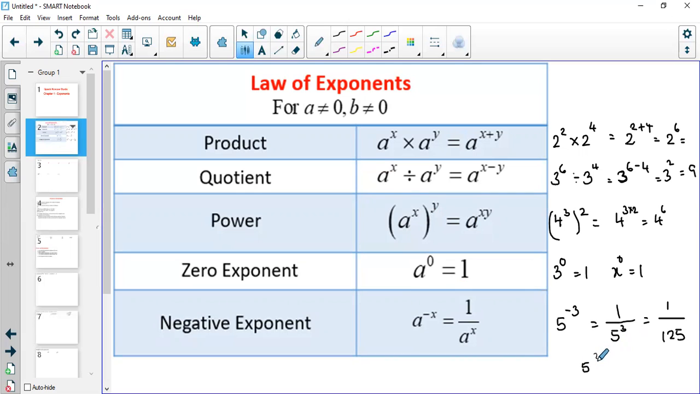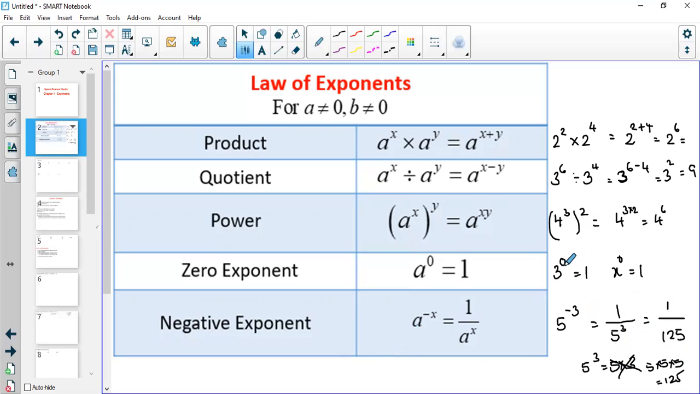Whenever you have something like this, it doesn't mean 5 multiplied by 3. No, it means 5 multiplied by 5 multiplied by 5, which will give you 125. So this is how you need to remember the law of exponents. If it is a negative exponent, your answer will be in a fractional form.